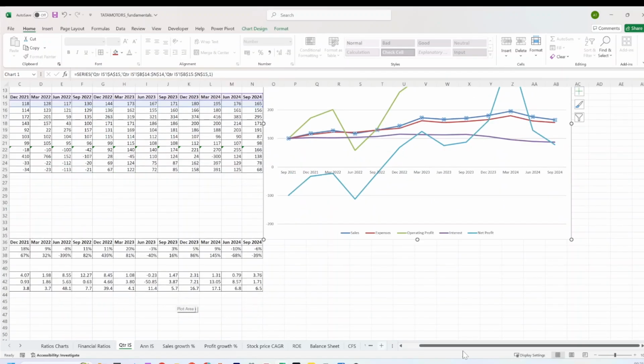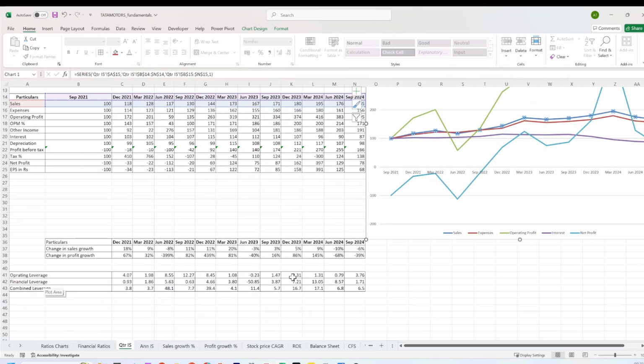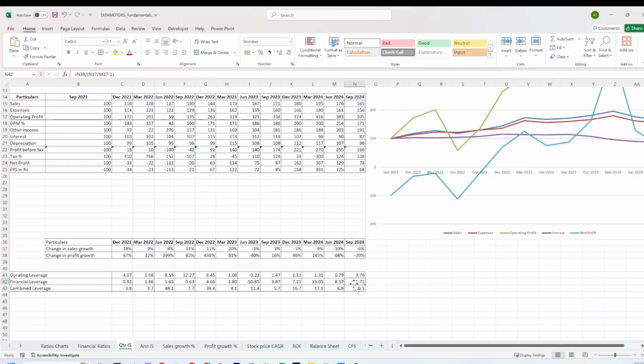I have also calculated the leverages over here. Quarterly operating leverage is also increasing. Financial leverage has decreased at a rapid rate, and combined leverage is at 6.5. It is decreasing, but still at a very risky level. So this is what you can interpret about the riskiness of the profile of a company.